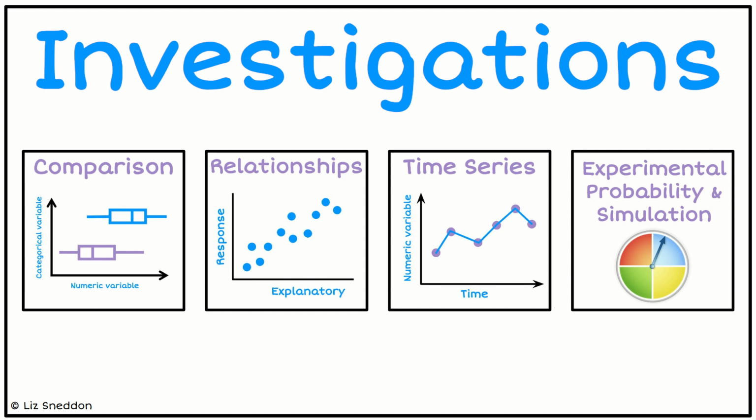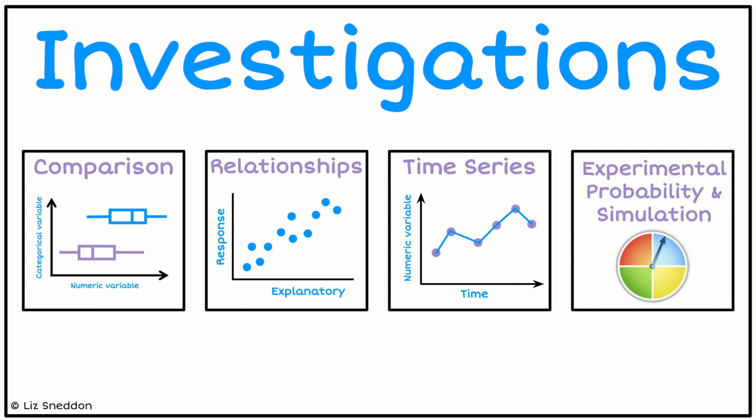A relationship investigation is looking at 2 numeric variables. That's a scatter graph that we need to be able to do. We need 2 numeric variables for that, and we're looking to see, is there a relationship between them? As people get older, do they get taller? So we're looking for a pattern.